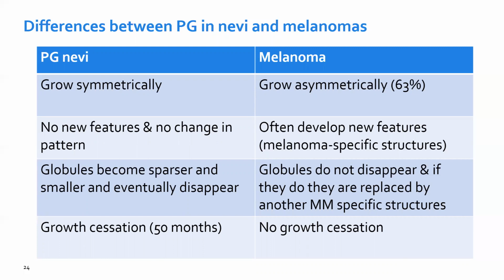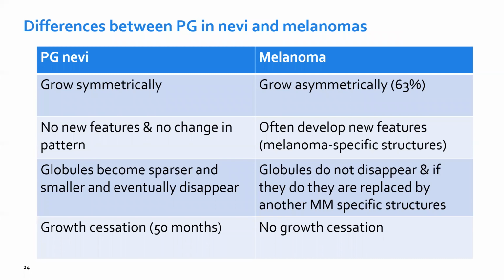Nevi with peripheral globules typically grow symmetrically, they don't present new features or changes, and most importantly, they do not present with melanoma-specific structures on dermoscopy. Also, the globules at the periphery become sparser and smaller, and they eventually disappear, and they stop growing after 50 to 60 months since they enter senescence.